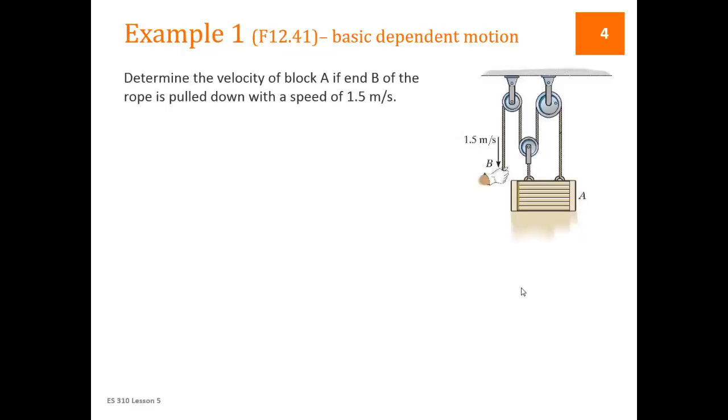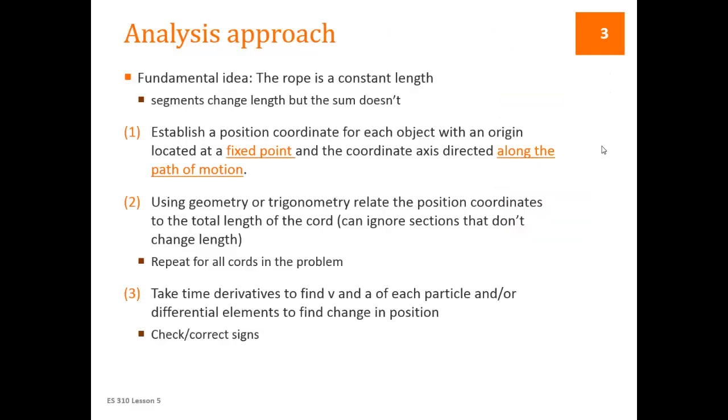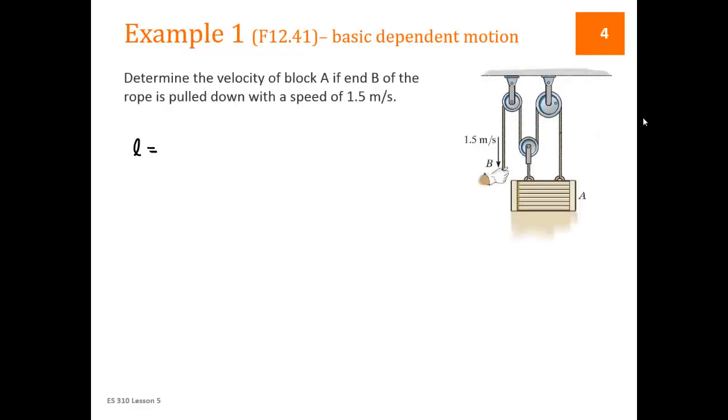So let's take a look at a basic example here. Here we have 3 pulleys, 1 rope, right? So the goal is to write the length of the rope in terms of the lengths of the segments. So, first thing on our list here was to establish a position coordinate for each object with a fixed point location. So if we pick this line up here as the datum, you can see that that's fixed, right? These pulleys don't move, they're attached to the roof or the ceiling. So that is our fixed point.